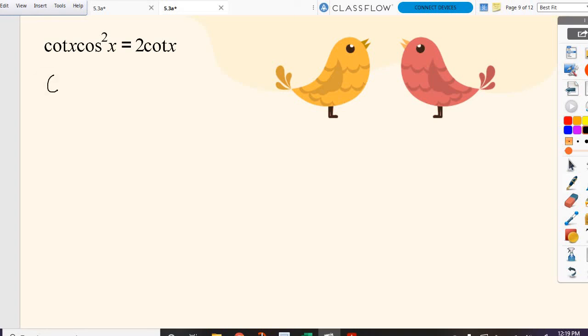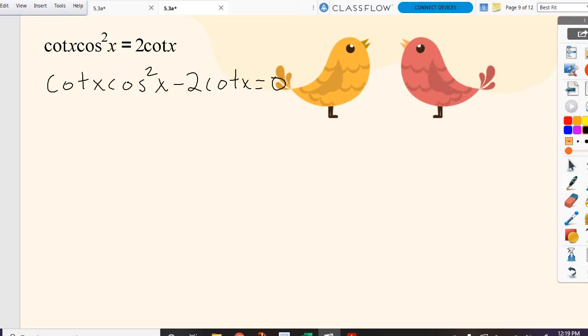So in this case, I would subtract that cotangent. The only problem is because my cosine squared is being multiplied by the cotangent, I can't move it over. Divide both sides by cotangent.